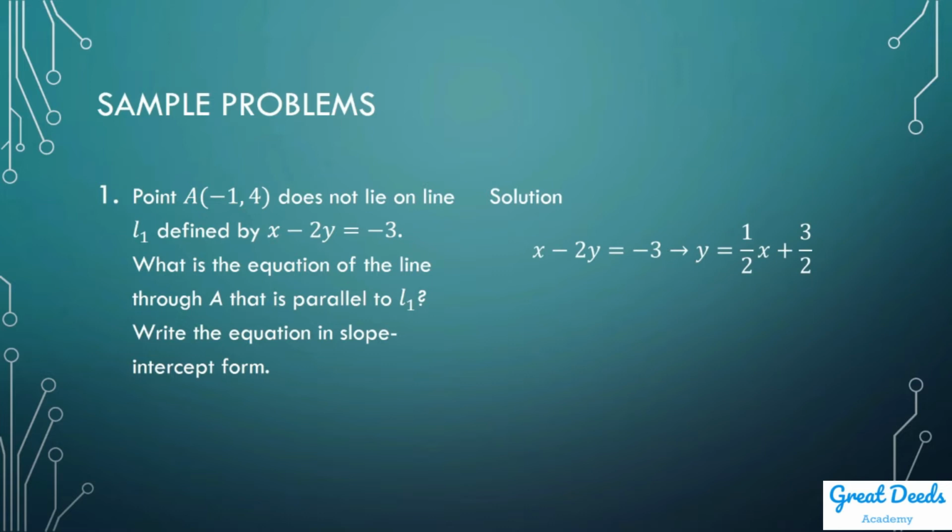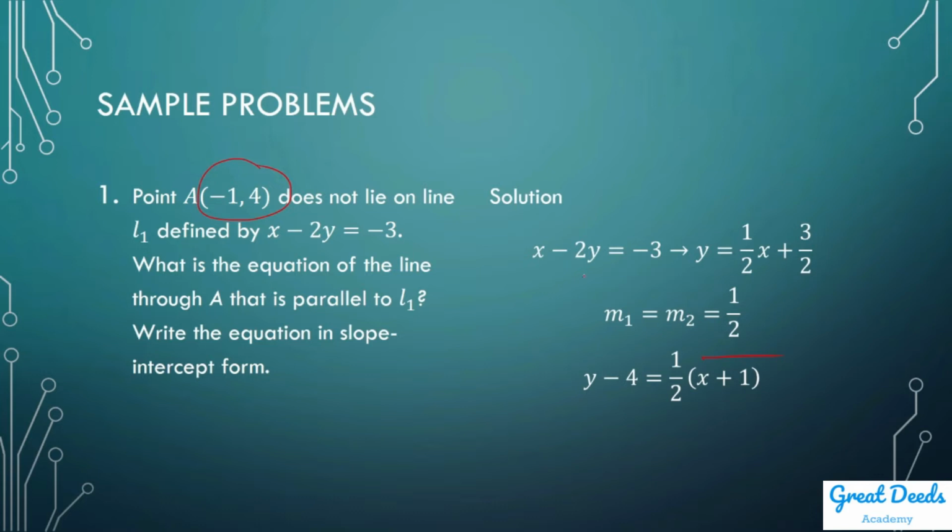Well, we must know the slope of L1, and we can do that by writing the equation in slope-intercept form. So the slope of L1 is 1/2. Since L2 is parallel to L1, this means the slope of L2 is also 1/2. Now, the first equation that we can derive right away is the equation in slope point form, since we already have the slope and the point. And this is the equation.